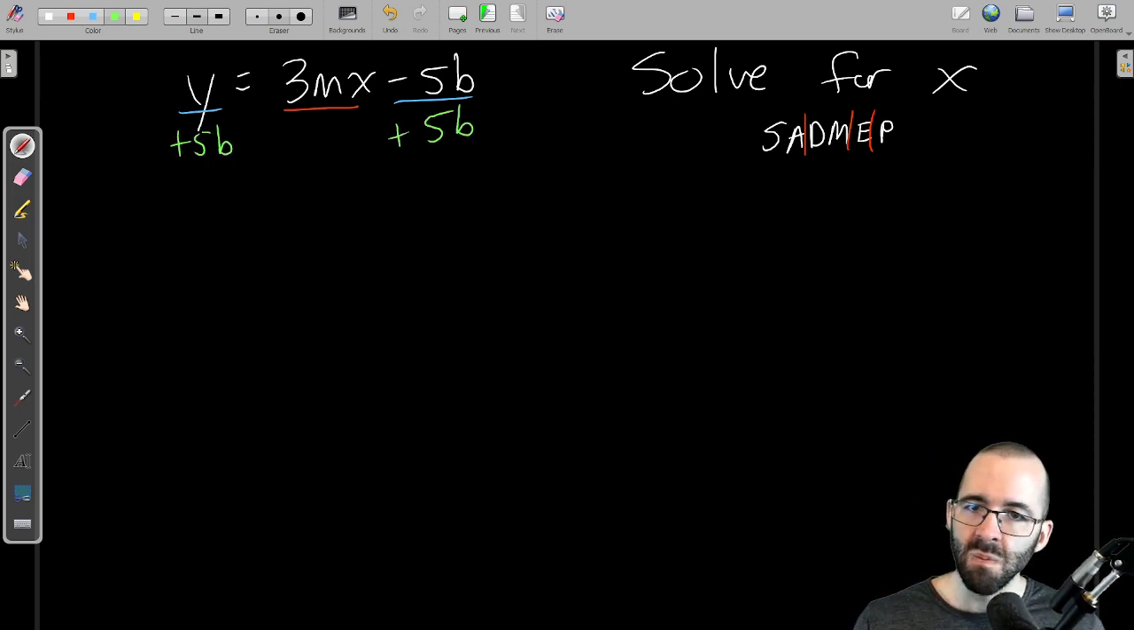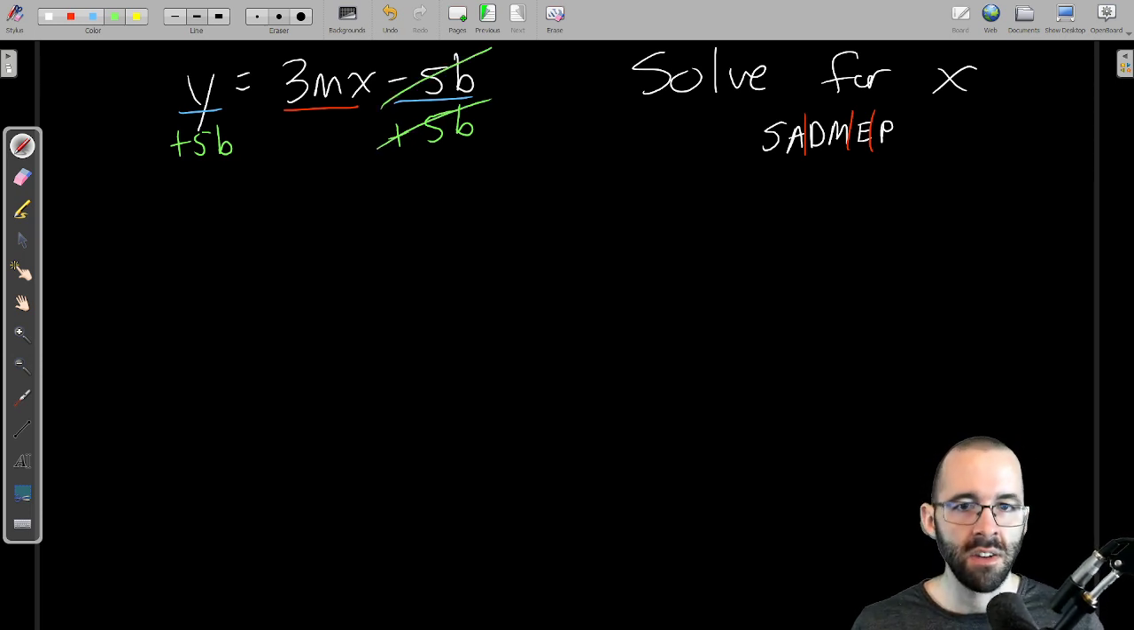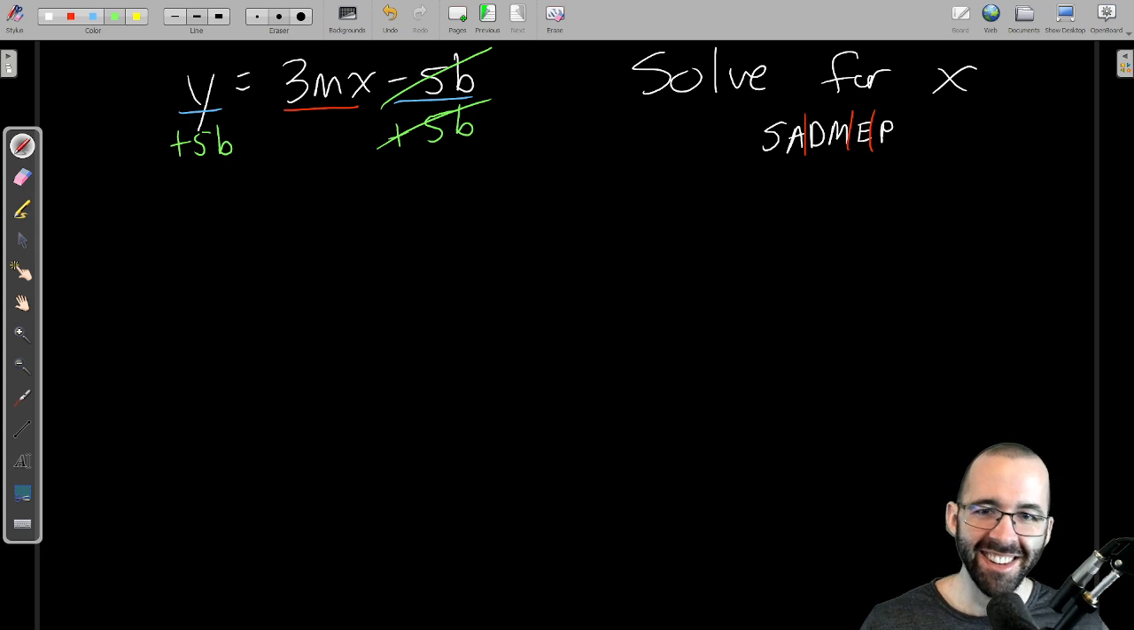Now the right-hand side is pretty simple. We are missing 5b. We're adding 5b. We've zeroed out. Negative 5b plus 5b is 0 b's. Unfortunately, where the planet is headed. Anyway, save the b's, right?